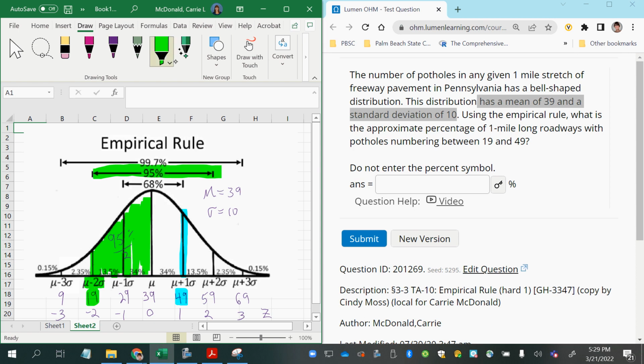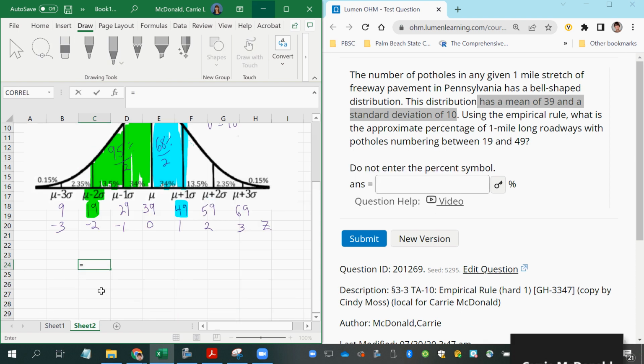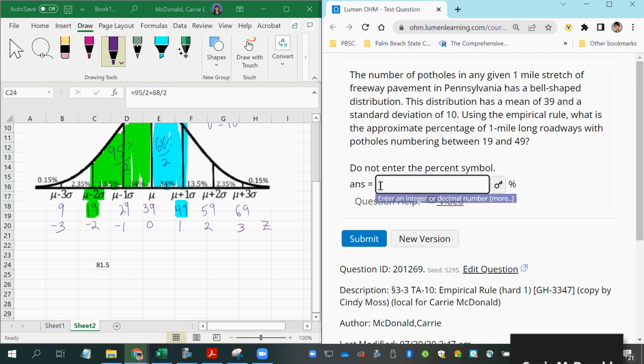And then for the blue region, this would be 1 standard deviation above the mean. So instead of using the full 68% for within 1 standard deviation in both directions, I'm just going to use half of that. And so I'm going to take those two numbers and add. Okay, so what we're going to do is take 95 divided by 2, add it to 68 divided by 2, and get our percentage, 81.5.